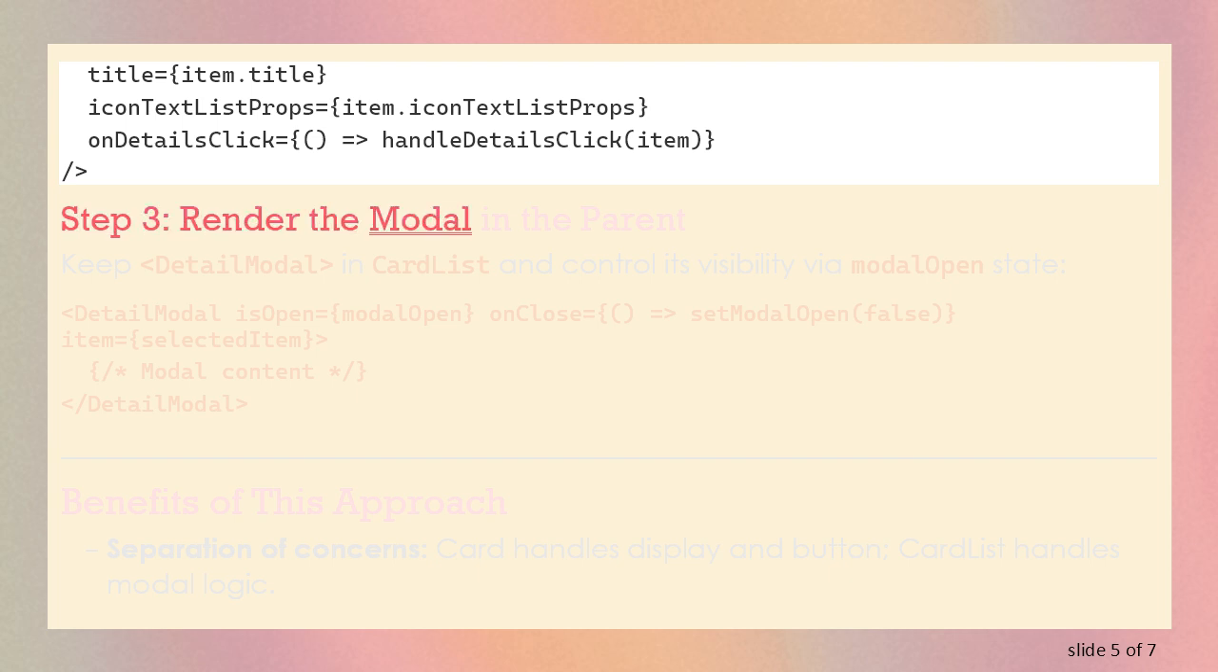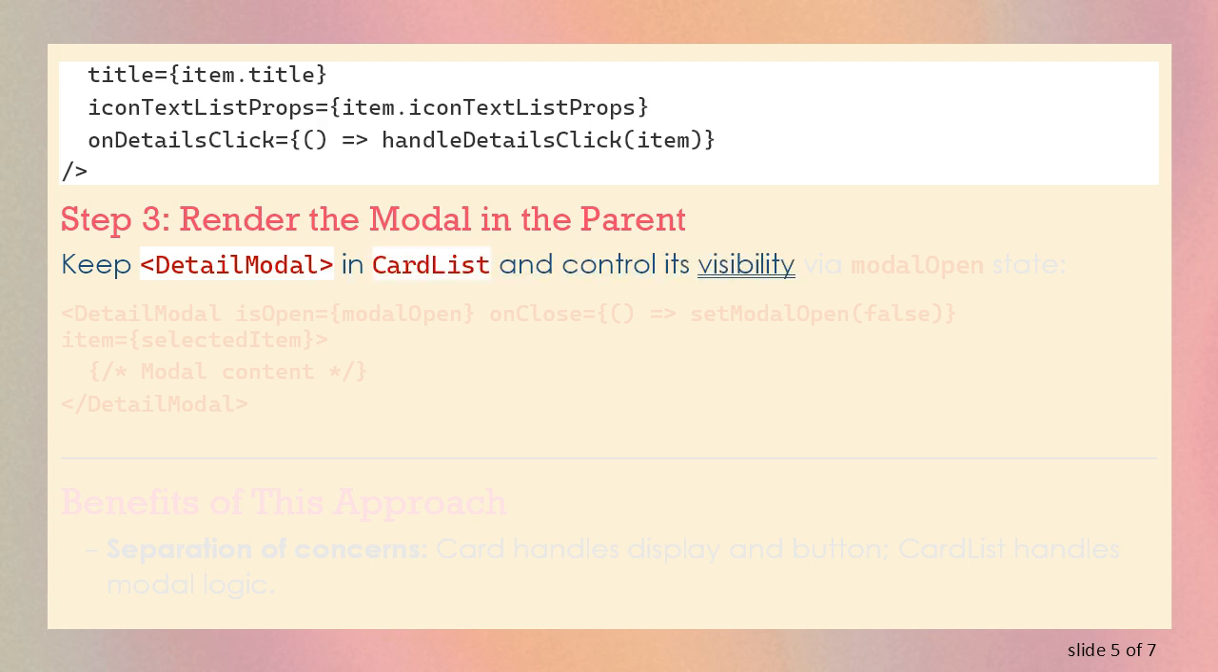Step 3, render the modal in the parent. Keep DetailModal in CardList and control its visibility via modal open state.